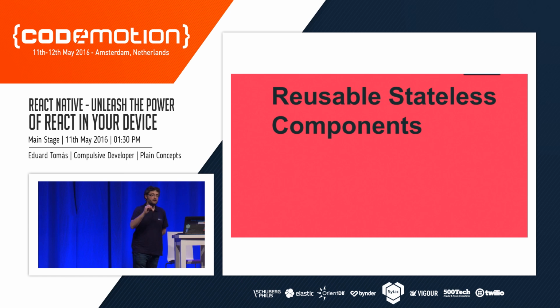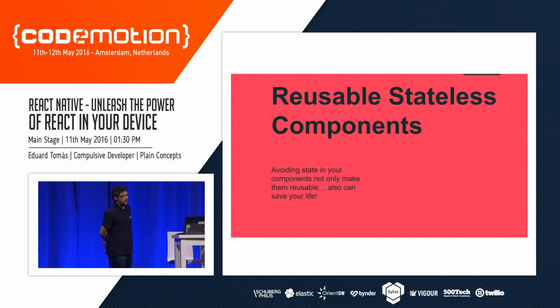We want to create stateless components. A stateless component is basically a component that does not have a state, only properties, only immutable data. Once the component gets and displays its data, the data displayed by this component can never change. If we do that, our component is a stateless component and is very, very, very reusable between applications, between components, whatever we want. So avoiding state in your components not only makes them reusable, but can also save your life, because this makes components very easy to test, very easy to predict, and very easy to debug. And those are three important things.